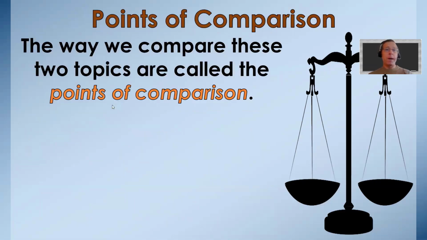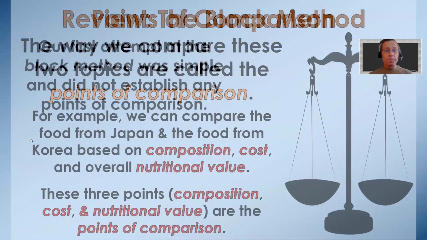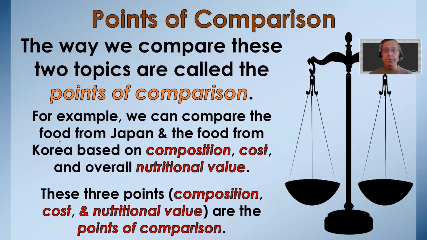The way we compare things, that's the points of comparison. So I asked you, how can foods be different? We talked about the taste, the texture, the nutritional content. All of those things are points of comparison. They're ways that we can compare different types of food. So if we're comparing the food from Japan and the food from Korea, and we compared it based on composition, cost, and nutritional value, those three things represent the points of comparison.